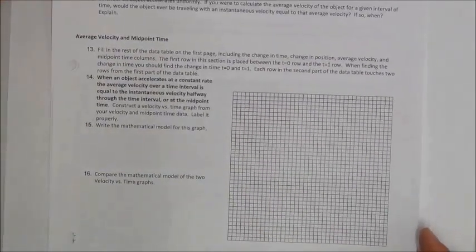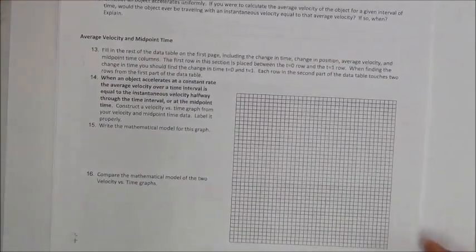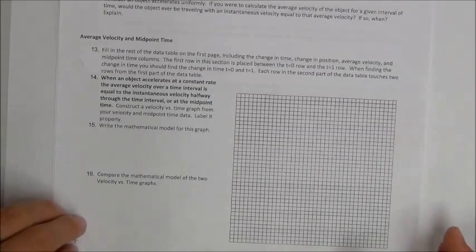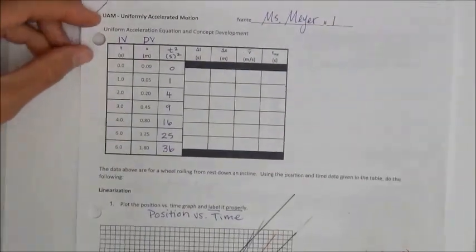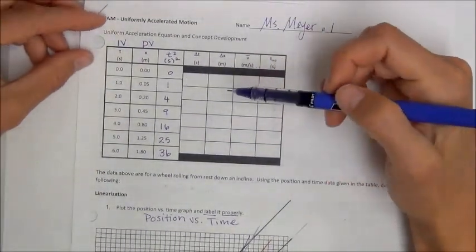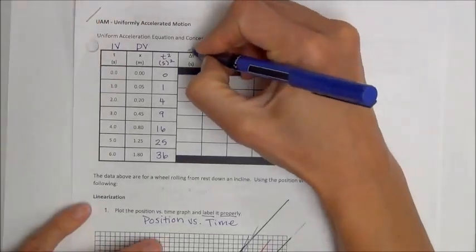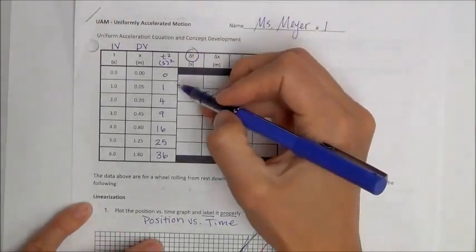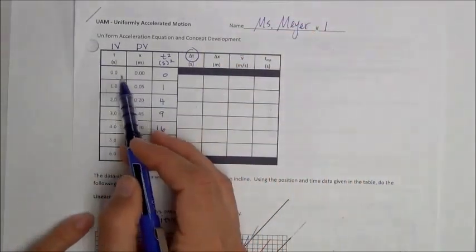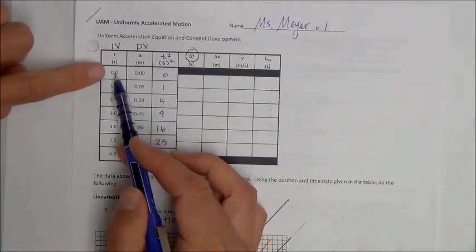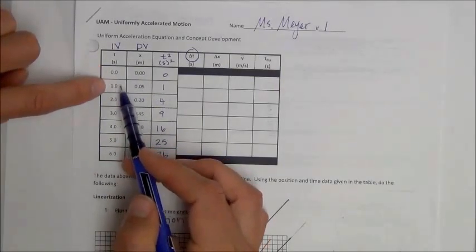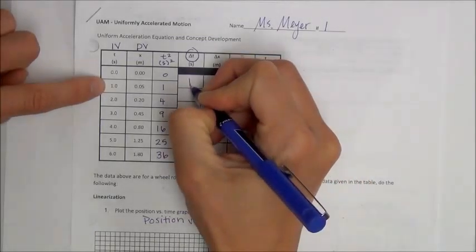The next part is average velocity and midpoint time. This part is a little bit challenging, so I'm going to do it with you, or at least get you started. So if you go back to your data table, you'll see that there are spots that are offset, and this says delta t. So what this means is the change in time between this row and this row of data. So if you have 0 and 1, your change in time is 1 second.